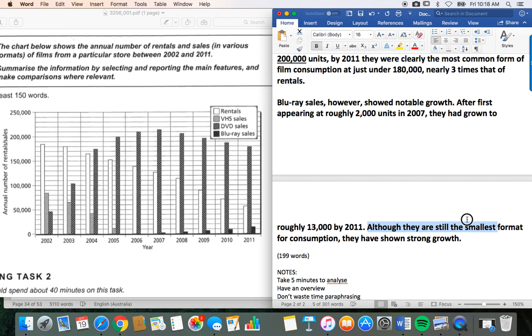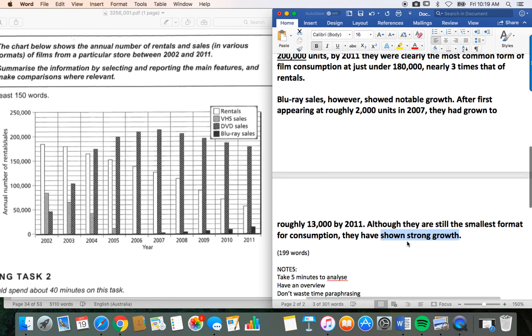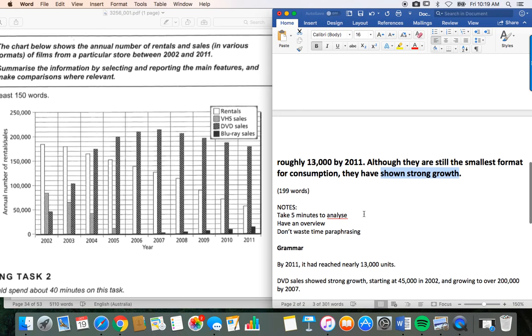Although they are still the smallest format, now that's the key point. I still said they are small, and they are definitely way smaller than the other ones. I could even go further. Although they are still clearly the smallest format for consumption, they have shown strong growth. Again, I could go further and say they have shown the most growth, showing 6 times the growth, or whatever it is. But I've just gone with strong growth to keep it a bit more simple.